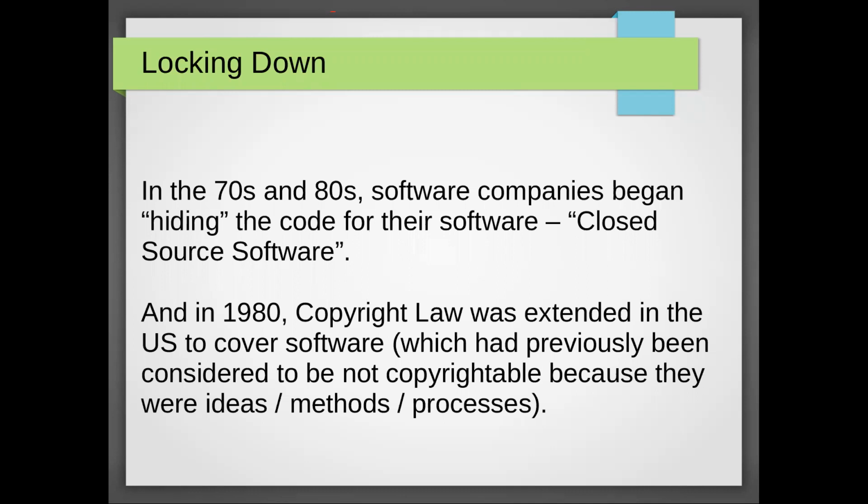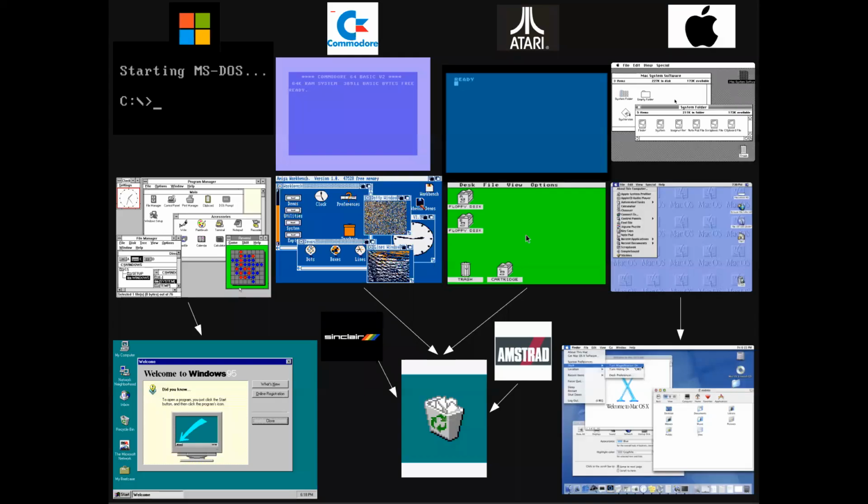And then crucially in 1980, the copyright law in the US was extended to cover software. Up to that point, software was not considered copyrightable, because it was thought to be ideas or methods or processes, and that's not something you can copyright. And again, it goes back to this idea that people really struggled with seeing software as something tangible for which you could charge money. And of course, from that point onwards, we've had a largely proprietary software dominated history.